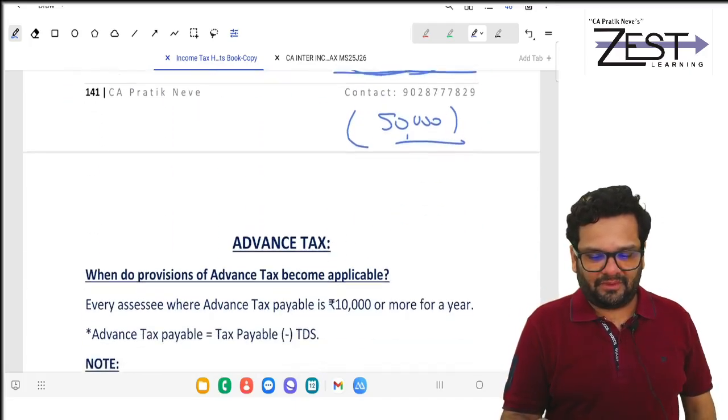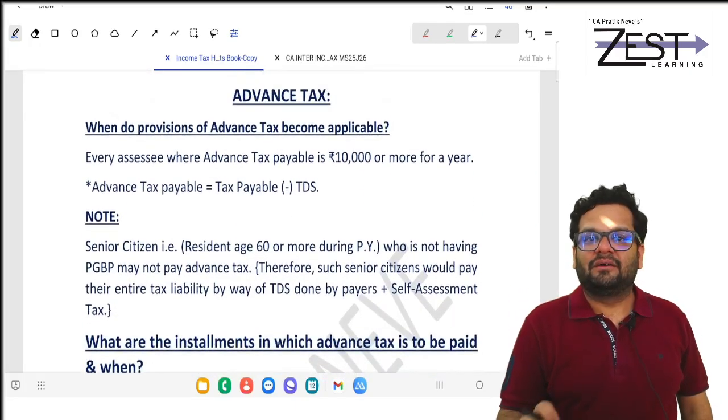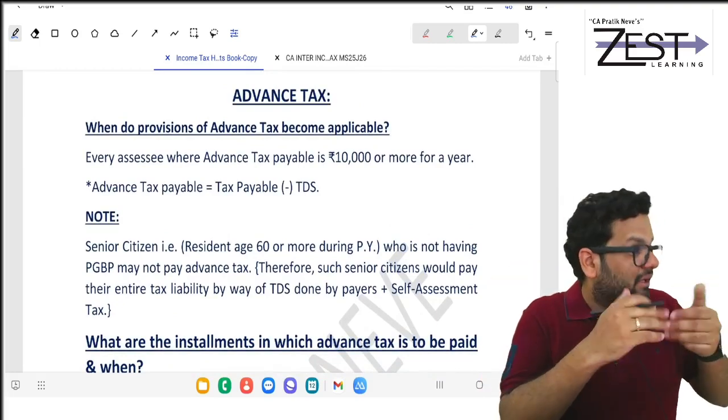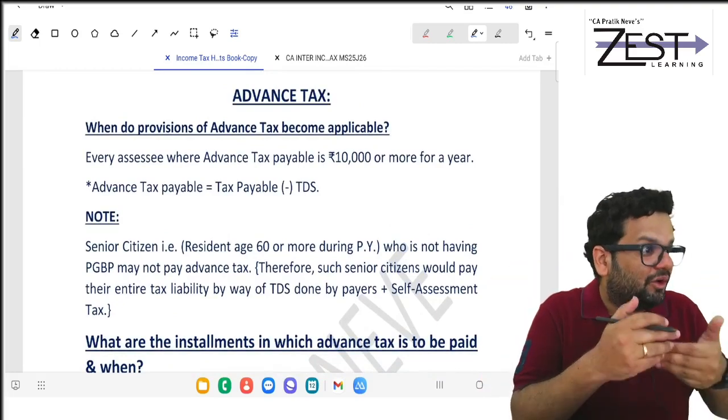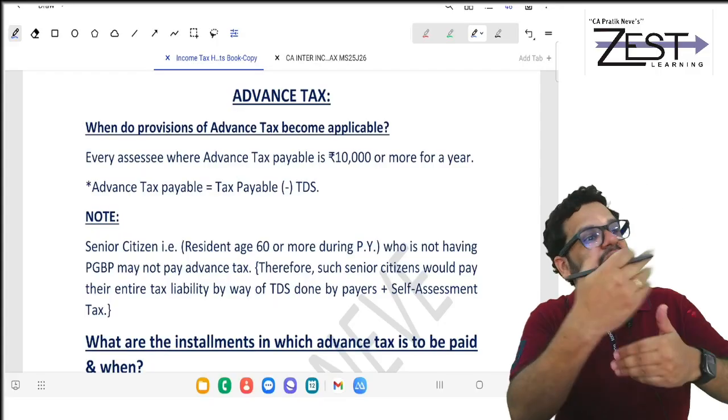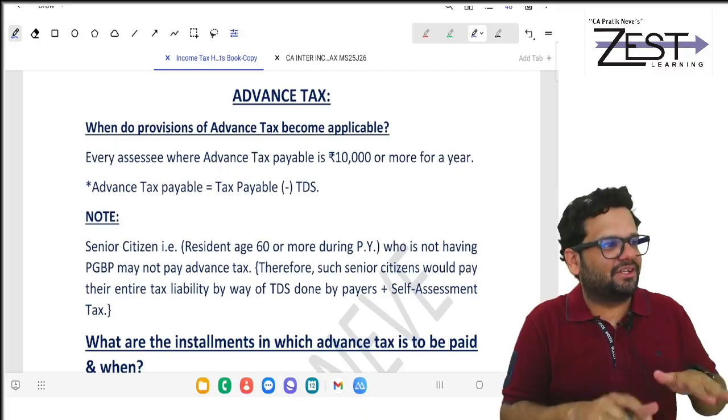Okay. So this is about your advance tax, TDS, TCS basic concept. But I have not yet told you when advance tax will become applicable. What will happen if you don't pay advance tax? That is the agenda of this session.